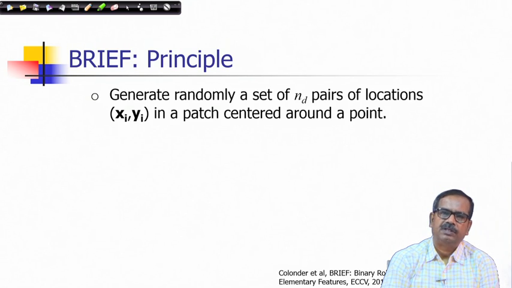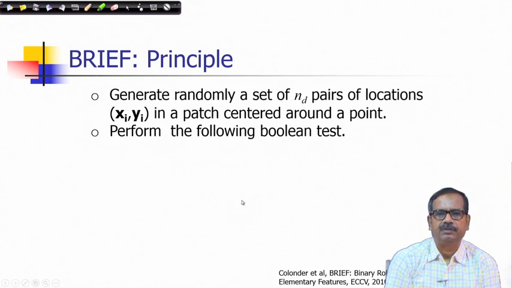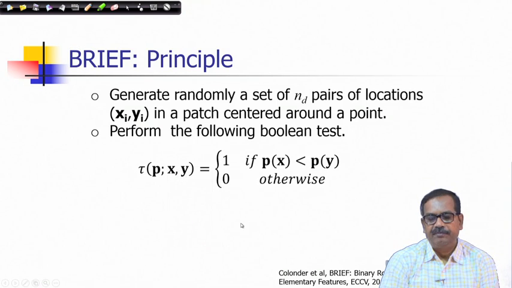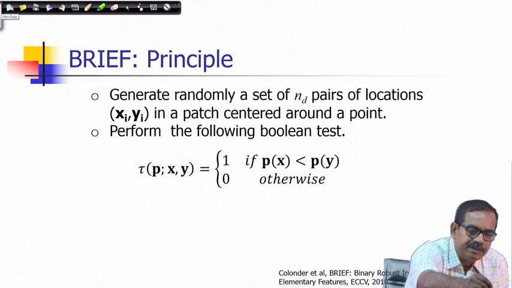without much complex computation. So, in this case, this is the principle that we consider randomly a set of ND pairs of locations, which is denoted here as a set xi yi, that is the ith point in that set in a patch centered around a point. Actually, xi is not x coordinate, xi is the point, yi is the point, and they are coupled together. So, we can perform the following Boolean test, that if px is less than py, then it would be 1, otherwise 0. So, let me explain what it means.